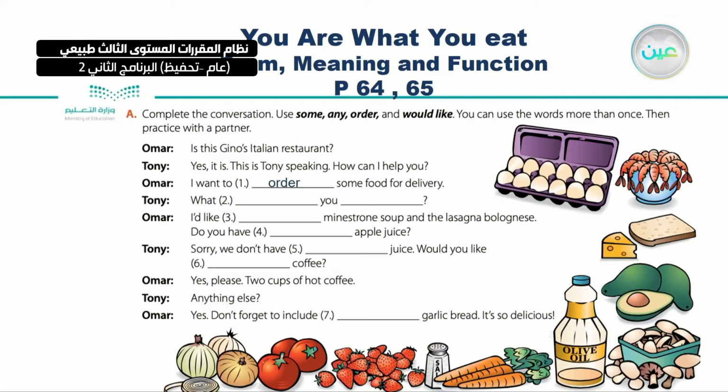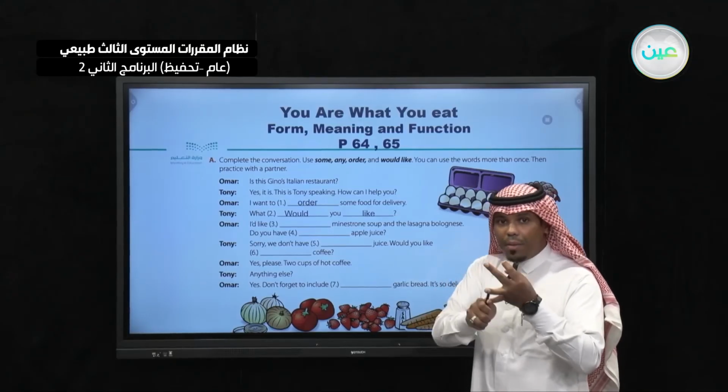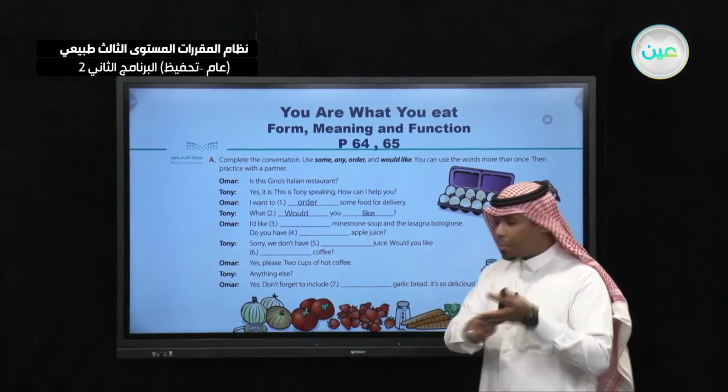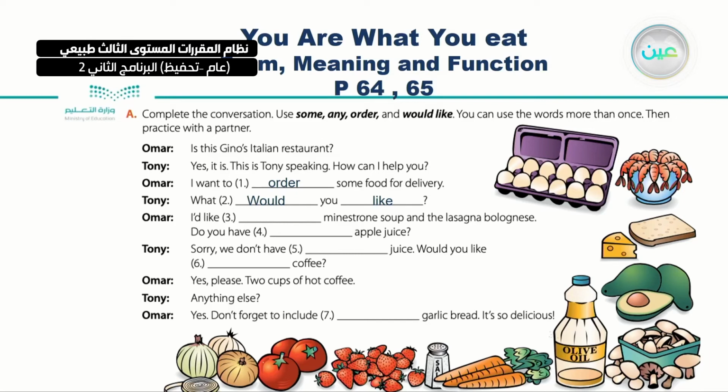Tony, what you... okay, now I'm asking about preferences, guys, okay? We said earlier that we use would like, okay? Very good. Tony, would you like... okay, what would you like? Nice. Omar, I'd like... now I'm giving you the preference. Do not forget the negative, the affirmative, okay, also the questions. I'd like, okay, here now, minestrone soup and the lasagna bolognese, okay?